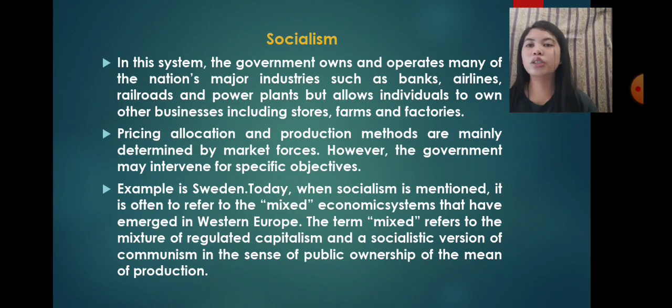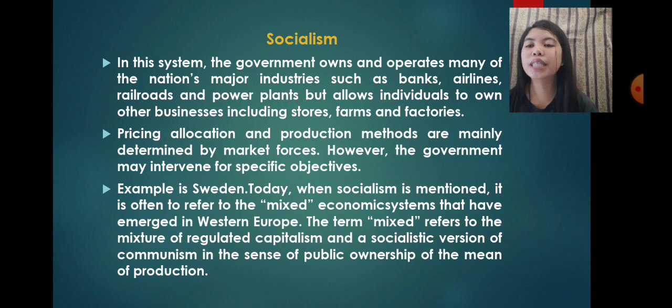Next is socialism. In this system, the government owns and operates many of the nation's major industries such as banks, airlines, railroads, and power plants, but allows individuals to own their businesses, including stores, farms, and factories. Pricing, allocation, and production methods are mainly determined by market forces. However, the government may intervene for specific objectives.